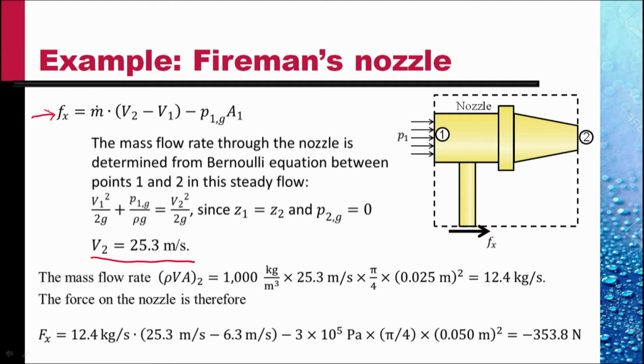Why minus sign? Minus sign means that this force would be in the direction opposite to the direction that we assumed this force to be in. We assumed this to be positive, pointing towards the right. The force would be to the left. So a fireman would have to apply a force to the left. That is, the nozzle by itself would tend to go towards the right.